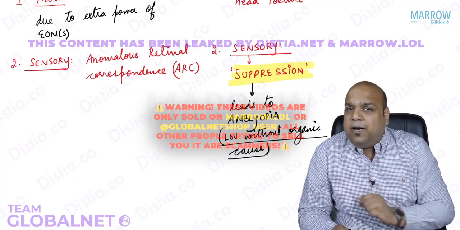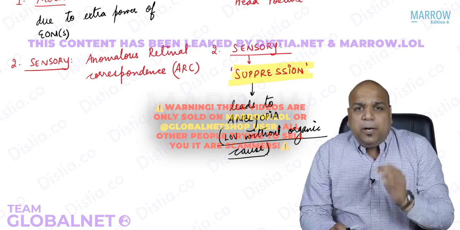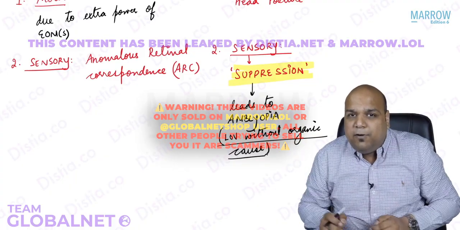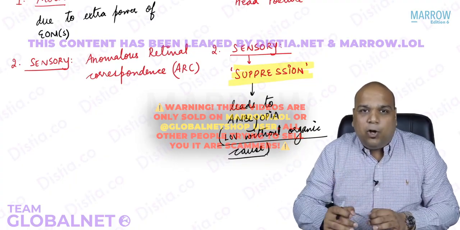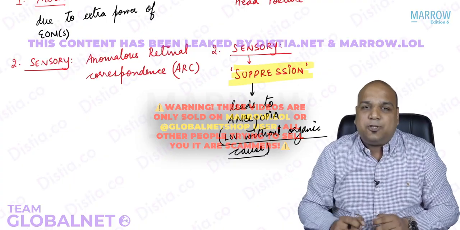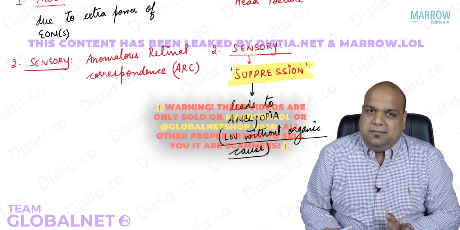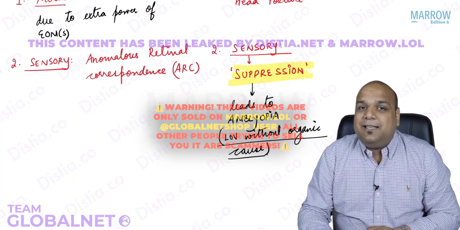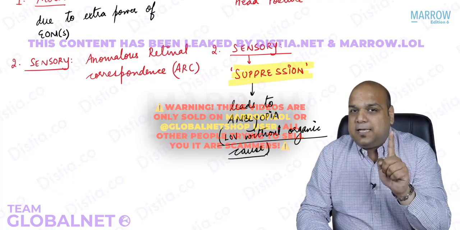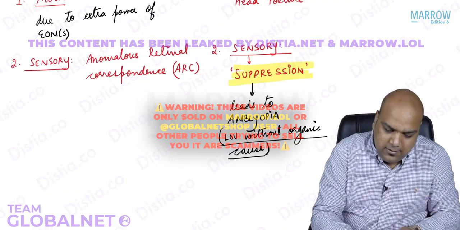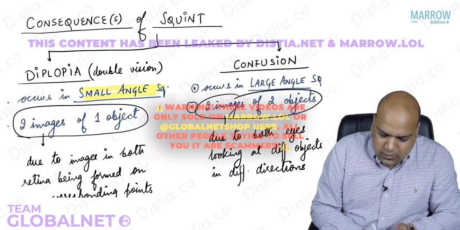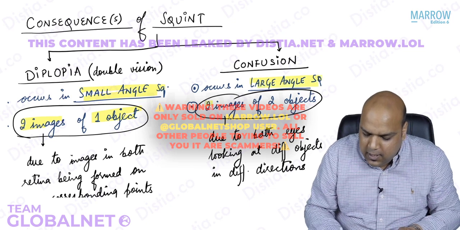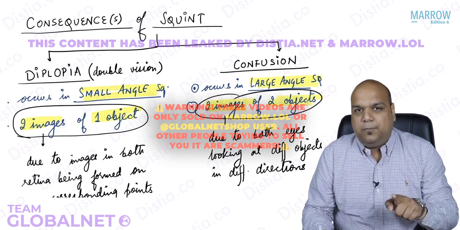So as we will read forward, everybody, even though suppression is an adaptation, do we want suppression to occur, everybody? Never. So as we will see in the treatment of squints moving forward, how to treat squint or how to prevent suppression in a case of large angle deviation. Okay, I hope we are clear about the basic concepts, that there are two consequences. Either it can be diplopia, two images of the same object in small angle squint, everybody. Small angle squint, two images but of the same object, or we can have confusion in large angle squint, two different images of two different objects, everybody.